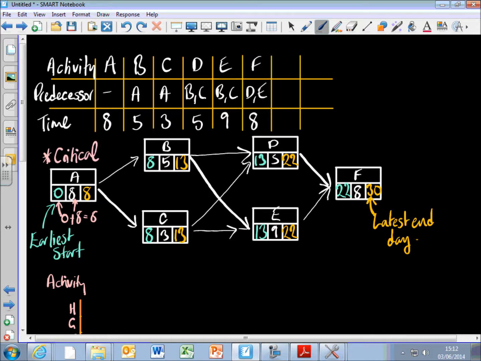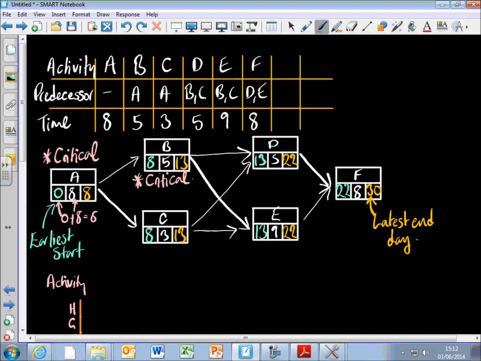Okay, and the same for B. If I look at B and I do 8 add 5, I get 13. So we'll start B on day 8 and it takes 5 days. It will be finished by 13 and there's no spare time, so that activity is critical.